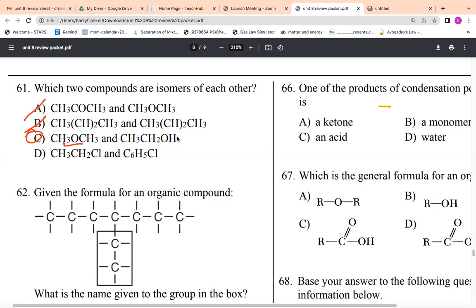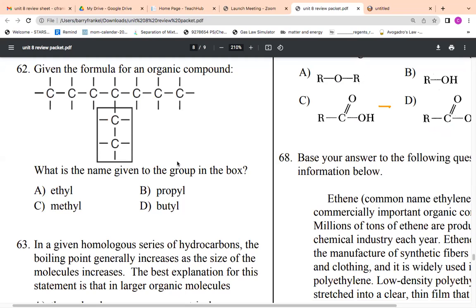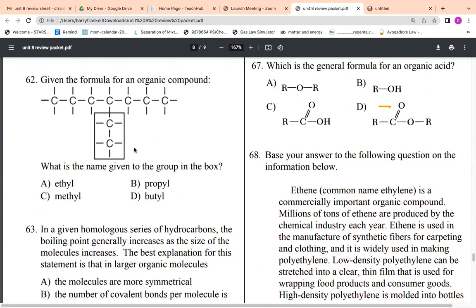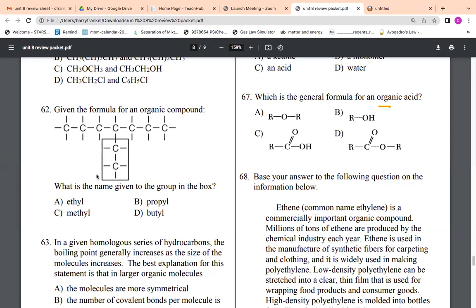All right, I'm going to get rid of all my drawing. Okay, 62. Given the formula for an organic compound, this one is nice and easy. They're not asking you to name it. They're just saying, what is this hanging group? What is this alkyl group? Again, alkyl groups, I'm going to write this down.